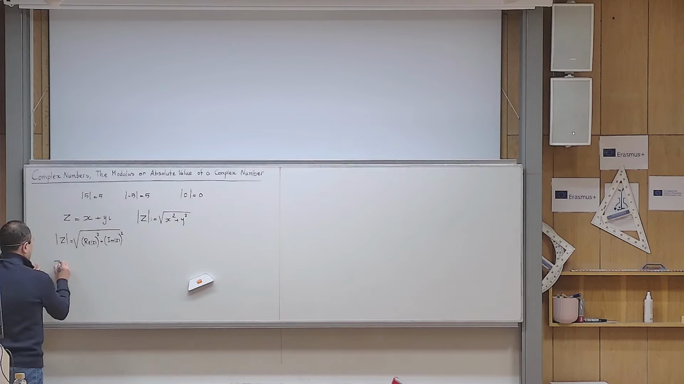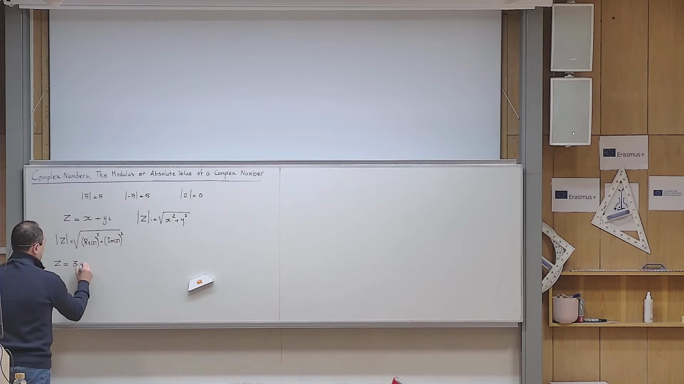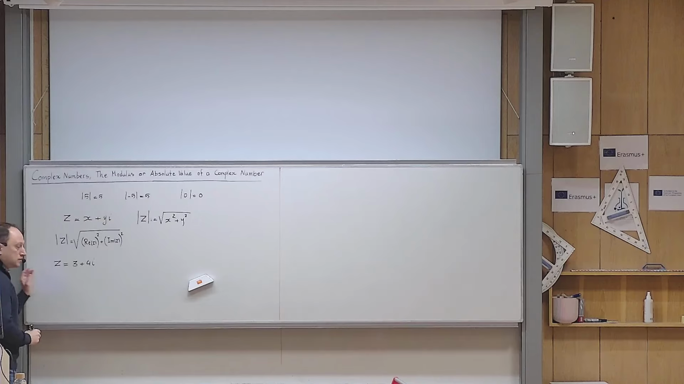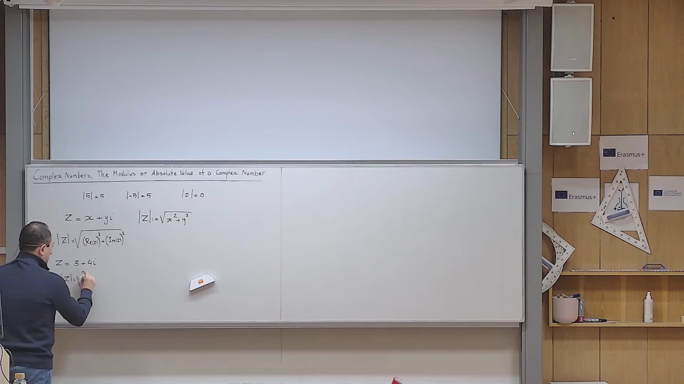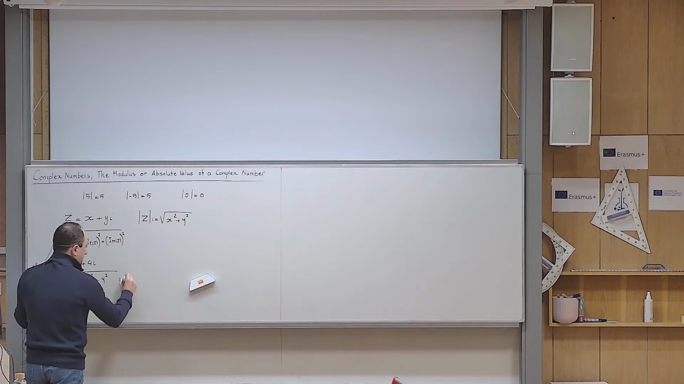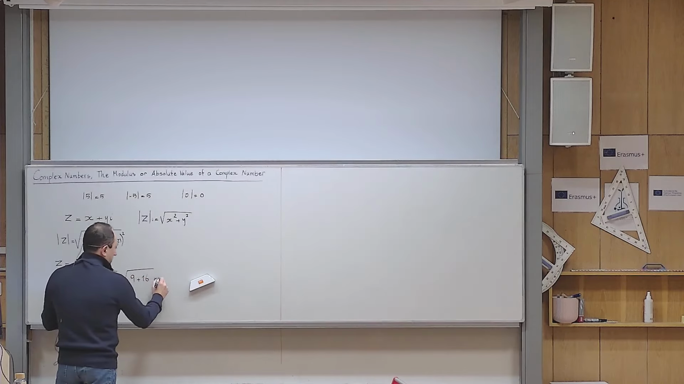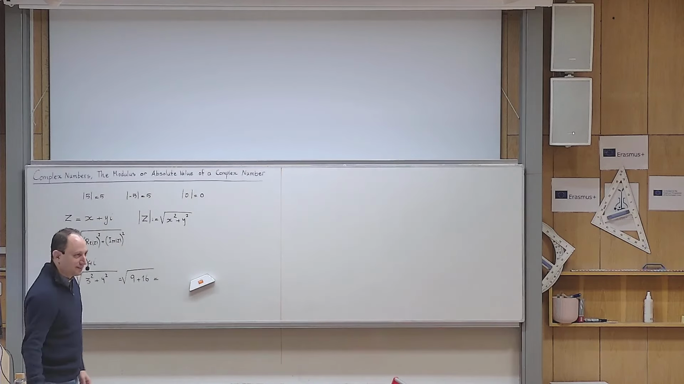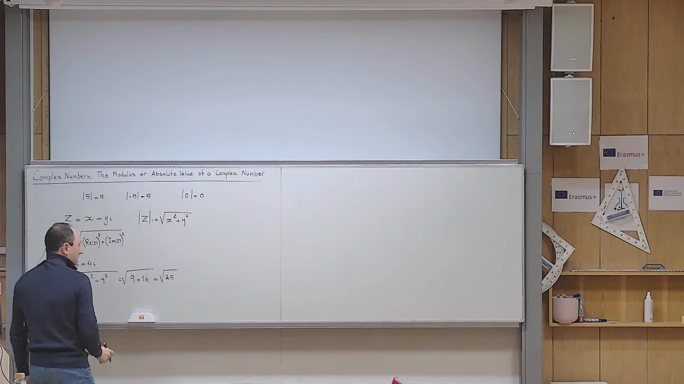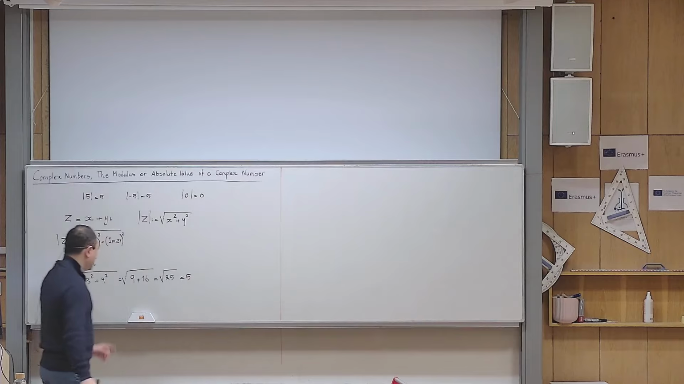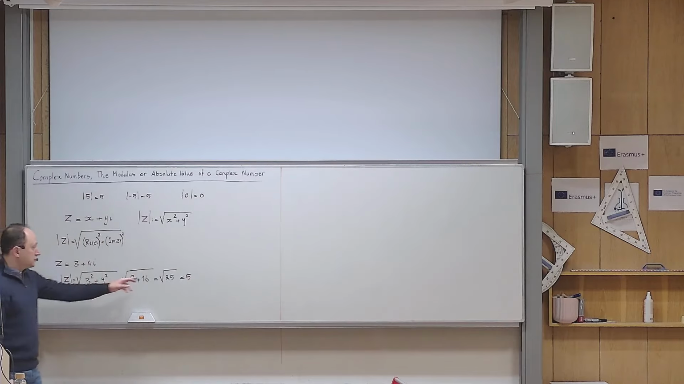For example, if I have z equals 3 plus 4i, if I ask you what is the absolute value of this complex number, the absolute value is the square root of the real part squared plus the imaginary part squared. And then you calculate it. So it becomes square root of, this is 9, this is 16, so this becomes square root of 25. And then it becomes what? 5. So the absolute value of this complex number is simply 5.